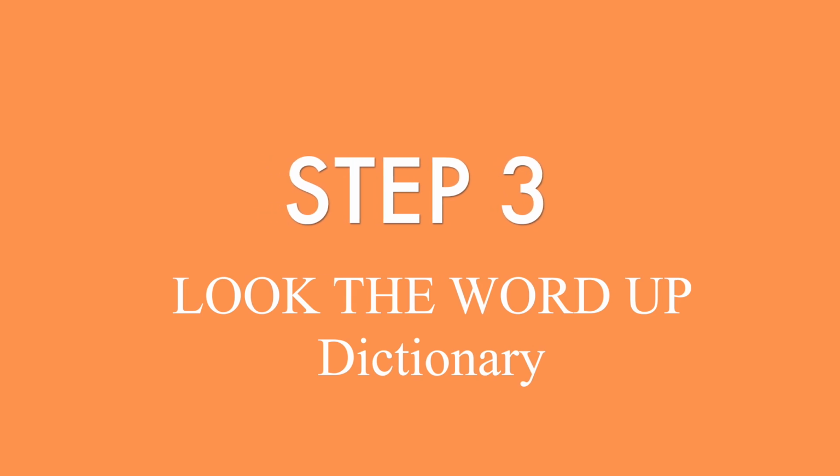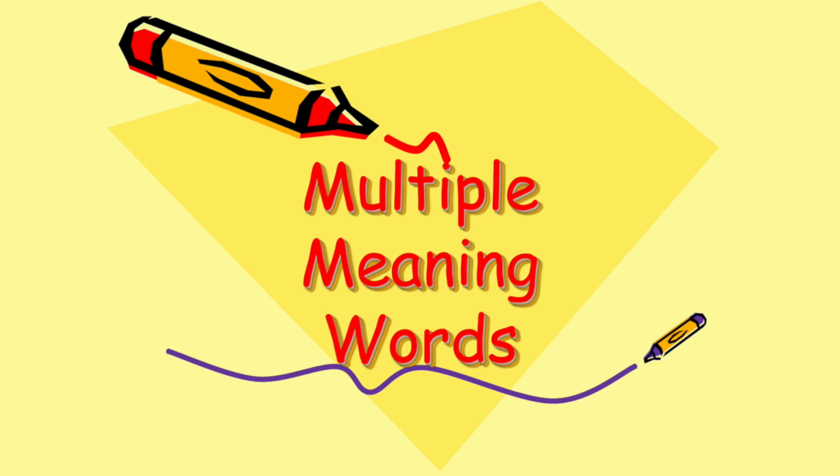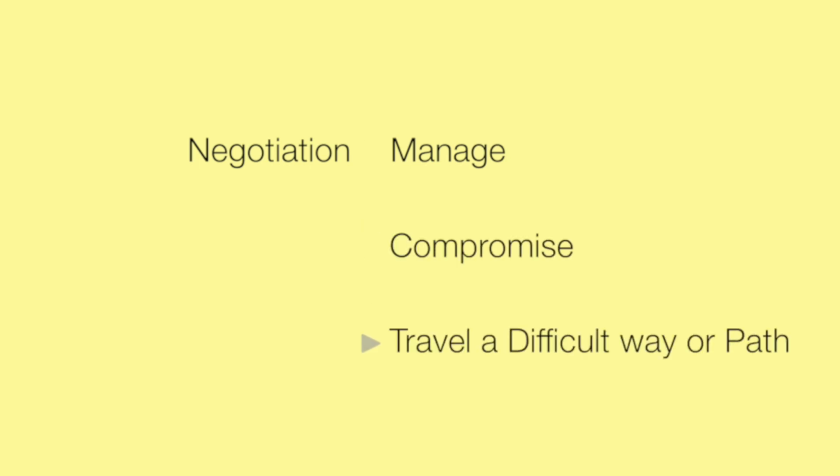Step number 3: when we refer to a dictionary to look up the word, there are multiple meanings for the word negotiate. But we have to narrow down which meaning will help us understand the passage or the piece of news. Here, I'm going to give you meanings: one is manage, another is compromise, and another is travel a difficult way or path. These are the meanings.